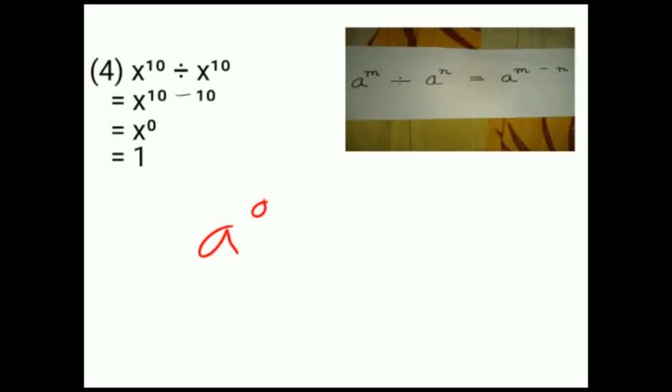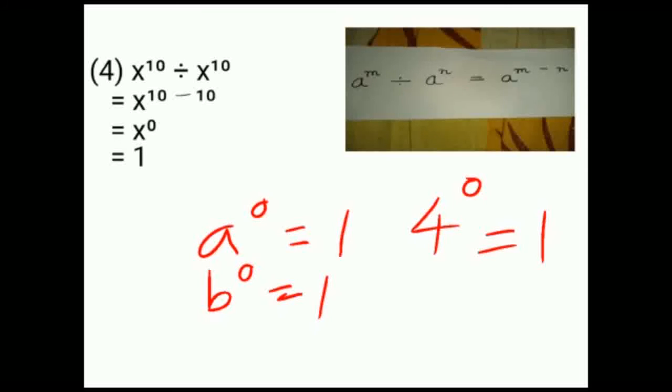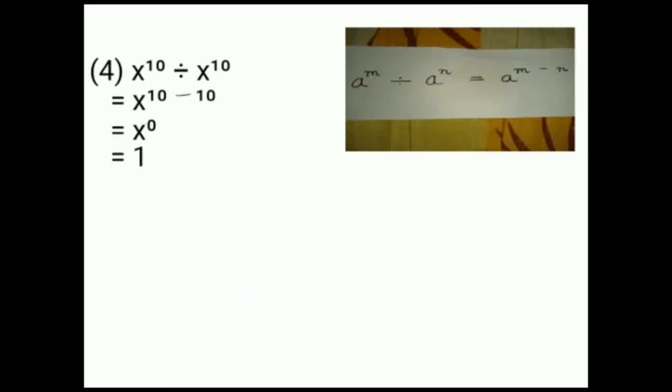A raised to 0 is 1. B raised to 0 is 1. 4 raised to 0 is 1. Any number or variable raised to 0 is 1. But after subtracting here 10 minus 10 you got 0. Base you wrote as it is. X raised to 0, answer is 1.